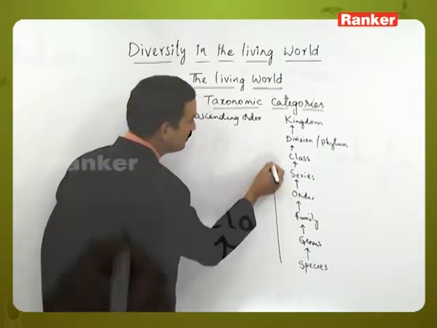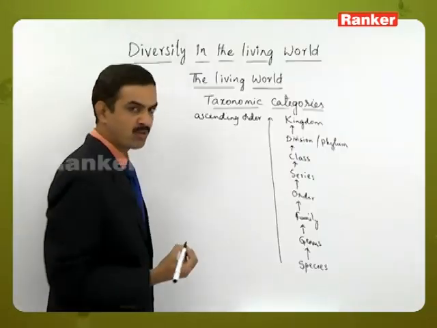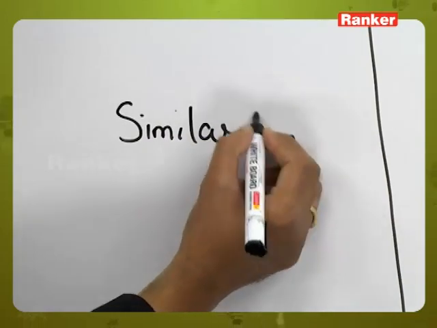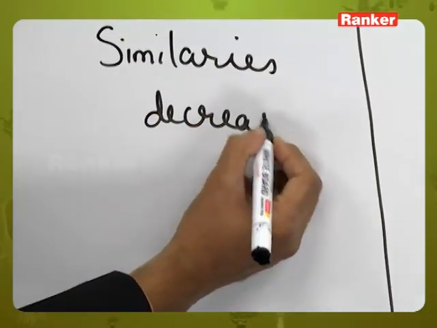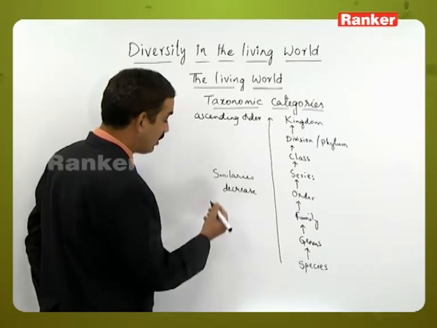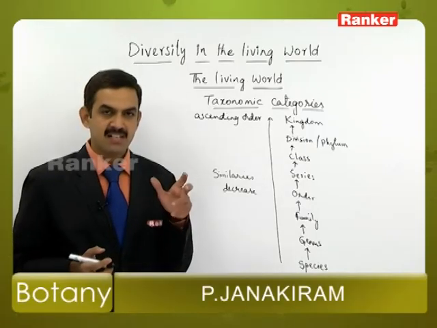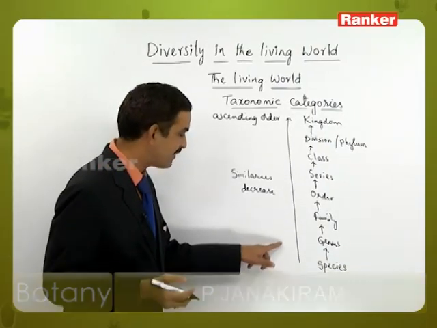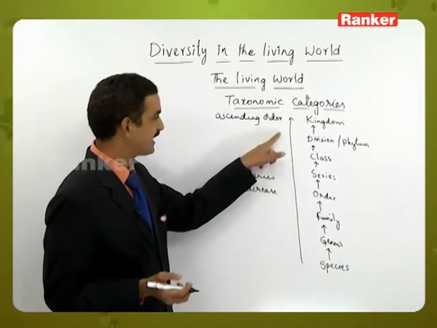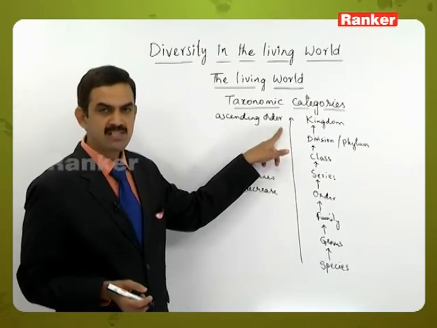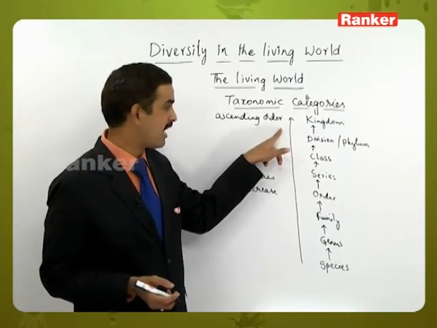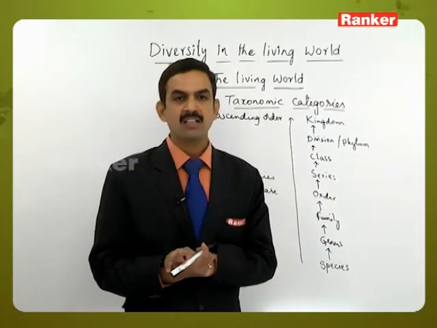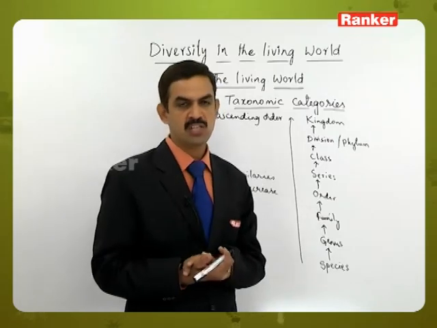When we are ascending in this hierarchy, what happens to the similarities? The similarities will decrease in the ascending order. So when we try to find the similarities, it is very difficult, because the number of similarities will be gradually decreasing from the species to the kingdom. That means a greater number of differences are observed in the ascending order. This is the way the taxonomic categories have been kept in hierarchical order from species to the kingdom.